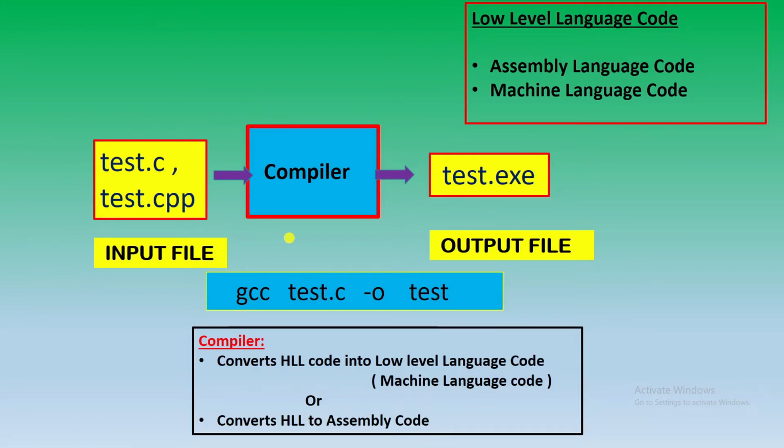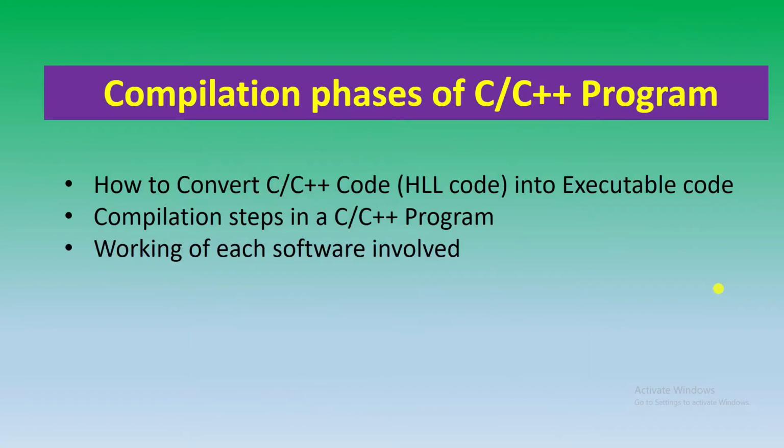And we have also talked about the preprocessor directive in our C programming. So what happens with the preprocessor directive actually? Basically we are going to go through all the steps involved behind the scene of the compilation process of a C and C++ program. That means we are going to see how a C and C++ code is converted into an executable code. That means what are the various steps involved in this translation of a C and C++ program into an executable code.